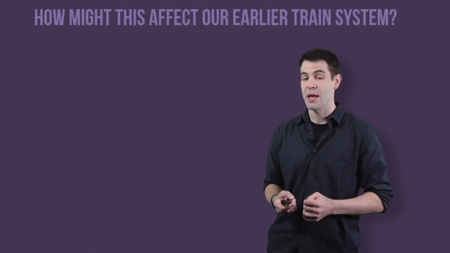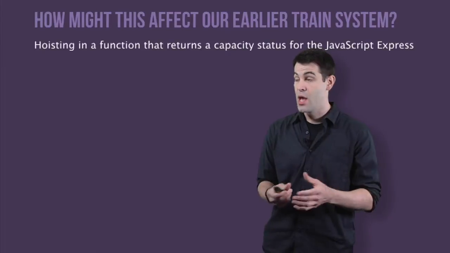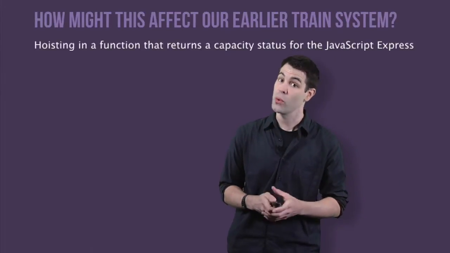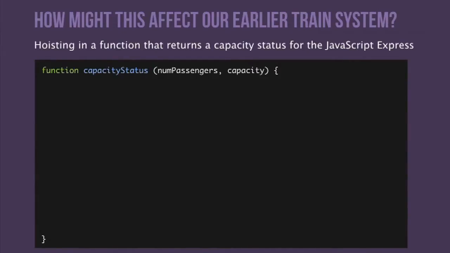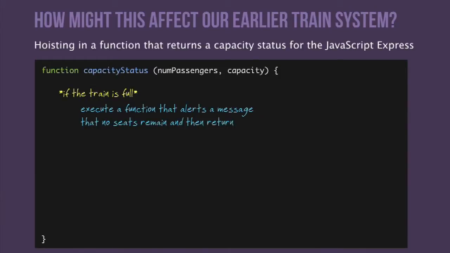So remember our train system from our road trips 1 and 2? Let's take a look at how hoisting might impact a capacity status function for the JavaScript Express. So we will build a capacity status function that takes in the current number of passengers on the train, as well as the capacity for the train. Then, if the train is full, we want to execute a function here that alerts a message that says no seats remain and then returns false, so we know that we don't have any seats left.